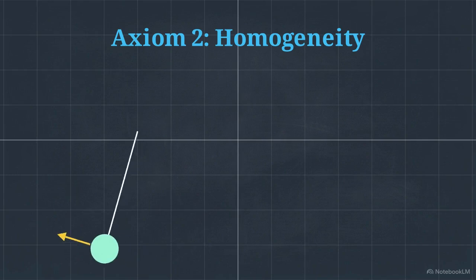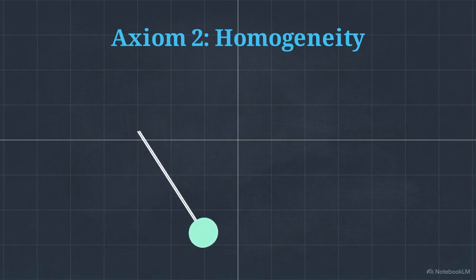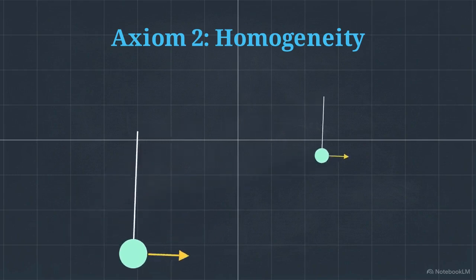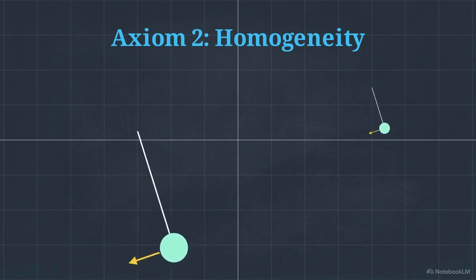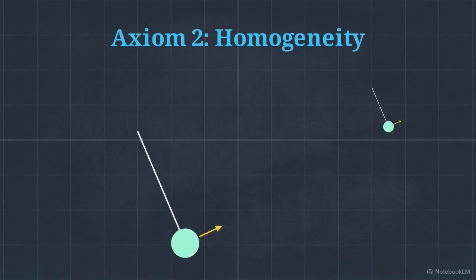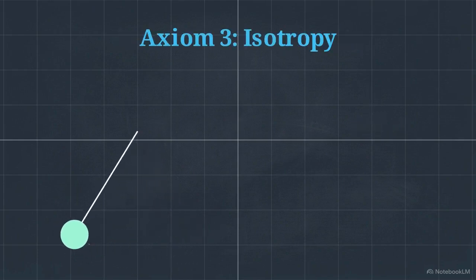The second axiom is homogeneity. This means space is translationally invariant. The laws of physics function identically at coordinate 0, 0, 0 as they do millions of light years away. Every location is identical in its properties.